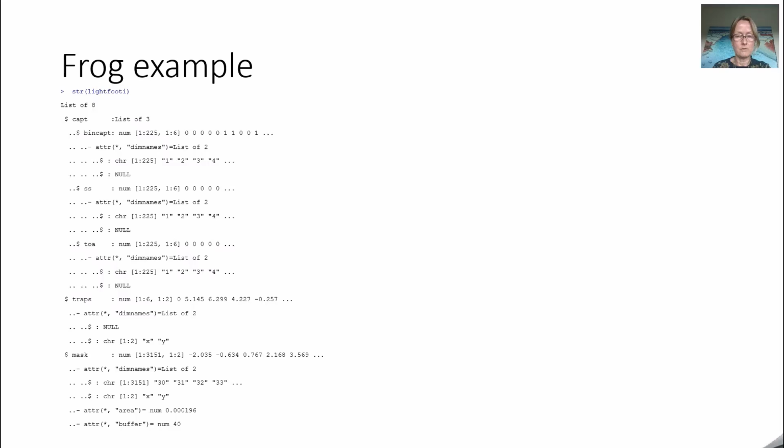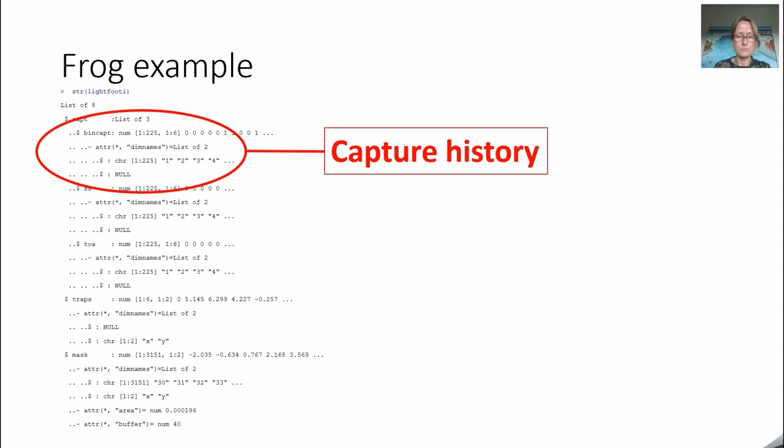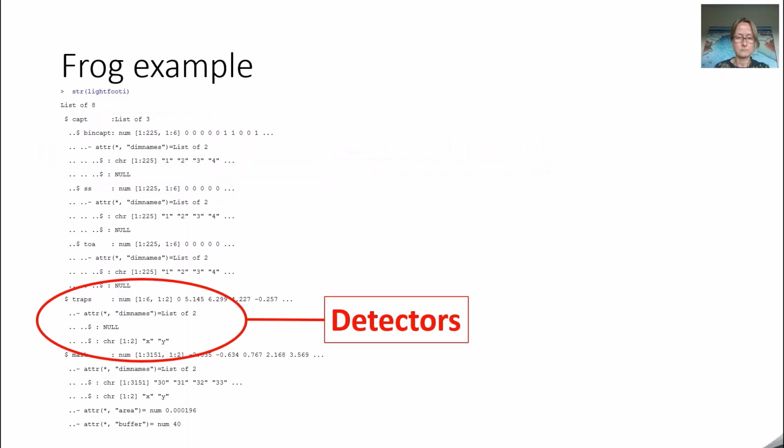We can have a look at the frog data using the structure function. That's a function you're already familiar with. The data object is called lightfooty. Again, we see a list of objects, and the first in the list is called bin capped, which is a data frame with 225 records, one for each call, and 6 columns, 1 column for each detector.